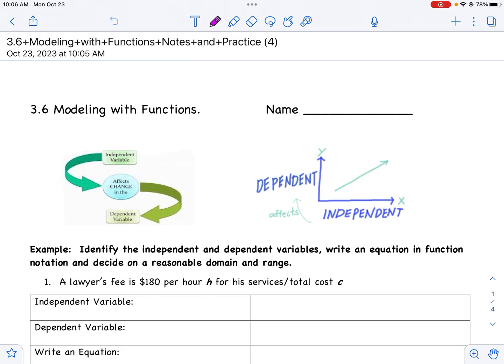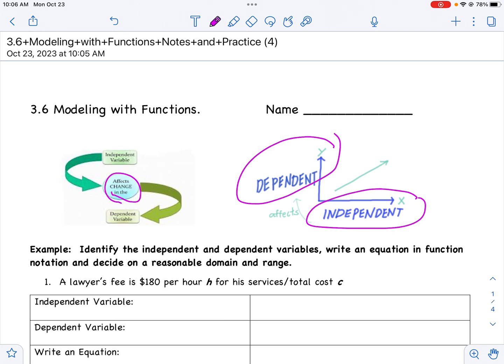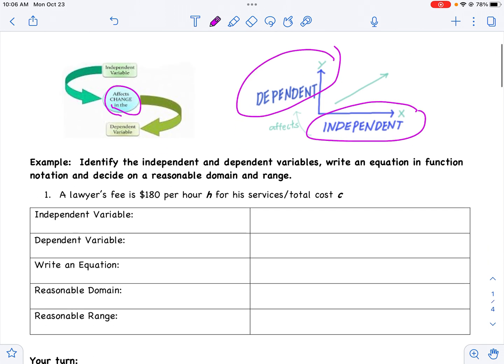So today we're going to review independent and dependent variables in story problem format. We've talked about it when it's on the graph. Clearly I have that identified here. The independent is your x-axis and your dependent is your y-axis. The independent is the one that changes your dependent variable. So we're going to use those to help us figure out which part of the equation is which.